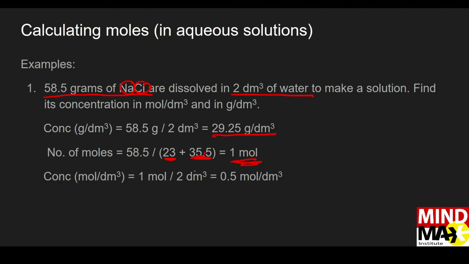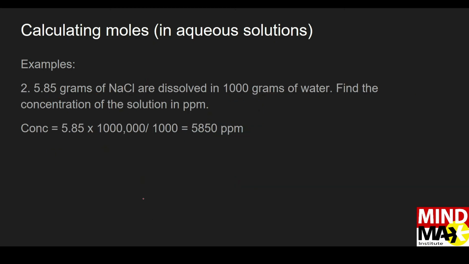So 1 mole dissolved in 2 dm cubed of water, we get 0.5 moles per dm cubed, the concentration of this in moles per dm cubed. Now, if I want to express concentration in parts per million, this is one such question related to that. 5.85 grams of sodium chloride dissolved in 1000 grams of water. Find the concentration in parts per million.